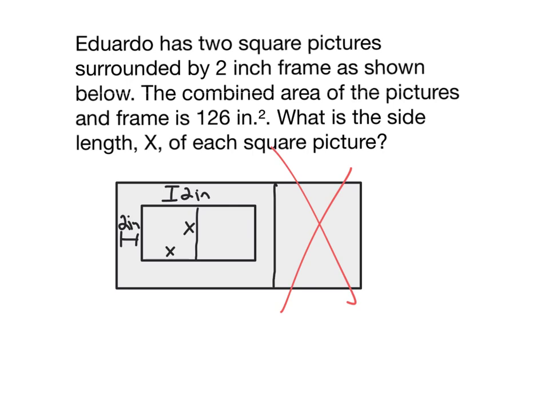So Eduardo has two square pictures surrounded by a 2-inch frame as shown below. The combined area of the pictures and frame is 126 square inches. What is the side length X of each square picture? And I kind of messed up trying to draw this. So the part on the right that's got the red X over it, imagine that's not there.